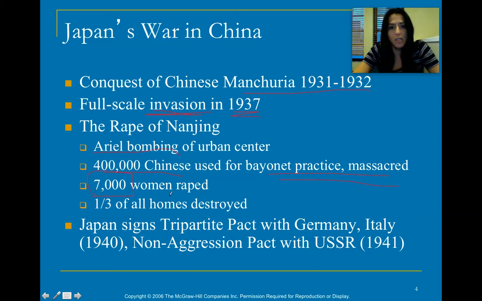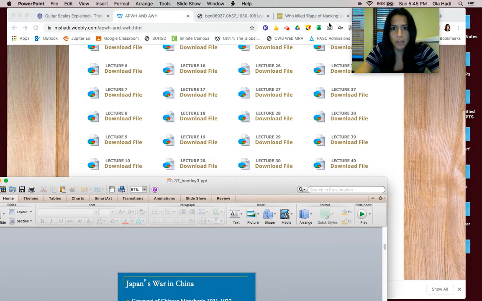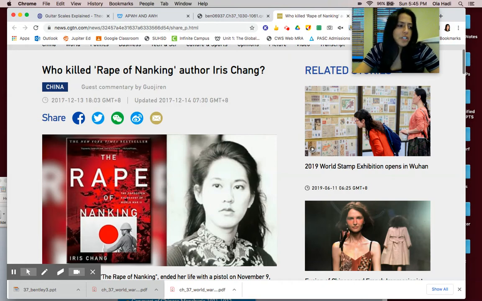Your book cites 7,000 women, but there's another book that was really powerful that I read in graduate school by a woman named Iris Chang. She wrote this book called The Rape of Nanking. And if I remember correctly, and I hope I'm not misspeaking, I think she says the number is closer to 200,000 women. And there's pictures in that book that are really powerful that show the Japanese killing babies and doing all kinds of terrible atrocities.